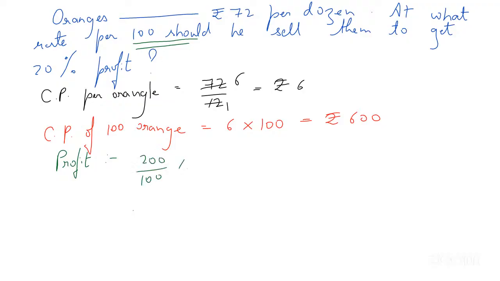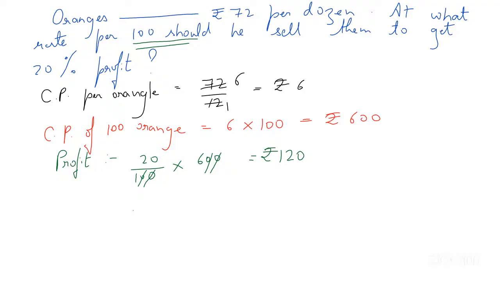20 upon 100 into cost price. Okay, cancel. 26 or 6, 12, 6 2s are 12 and 0, 120 rupees. You have cost price, you have profit.